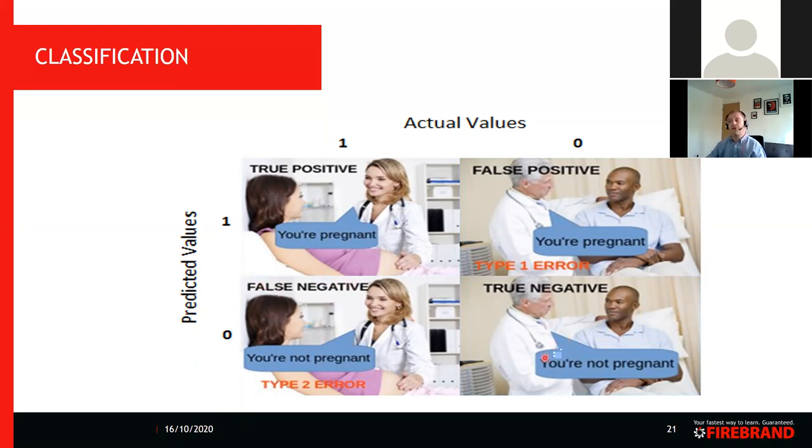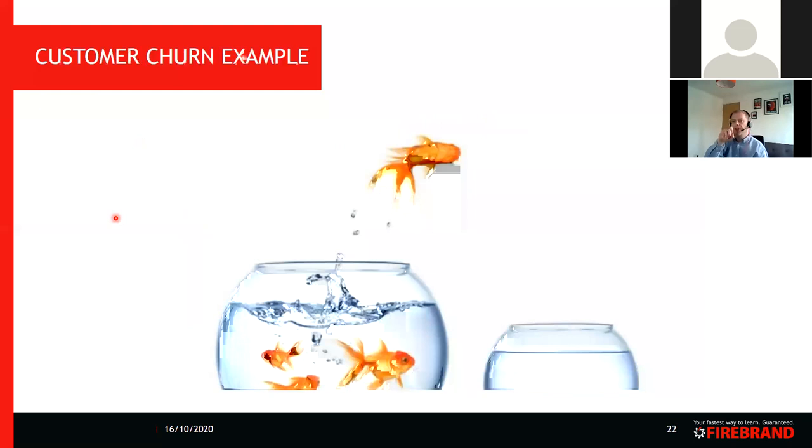And then maybe you're a doctor, and you say to a man, you're not pregnant, mate, which would obviously be a true negative. He isn't pregnant, and you've identified the thing correctly. And that is called a confusion matrix. I don't know whether it's deliberately called a confusion matrix, but it can turn out to be quite confusing. So here comes an example. And it's a customer churn example. And the reason I'm giving you this example, it's not just for fun.